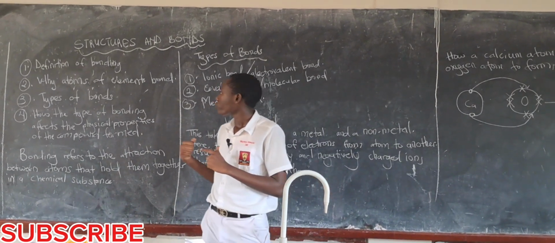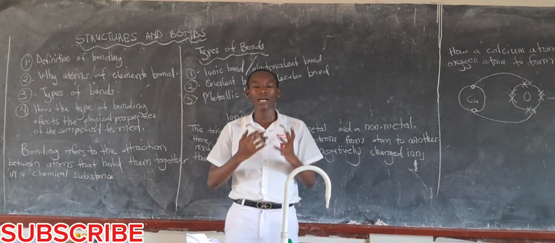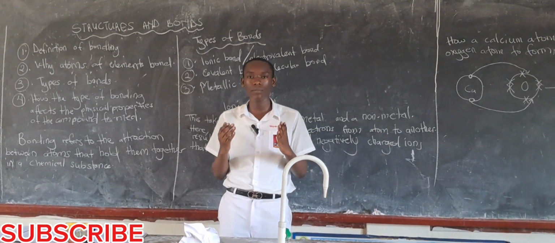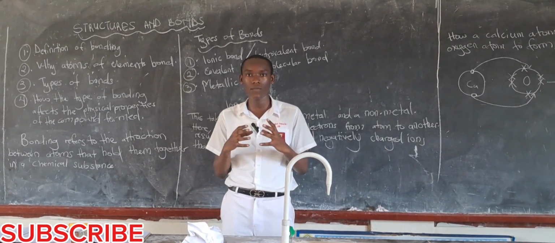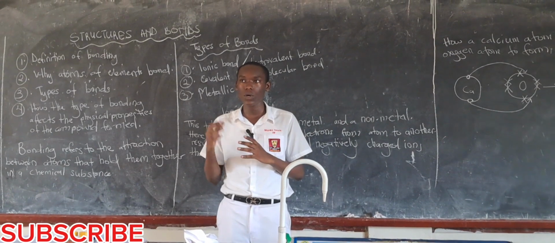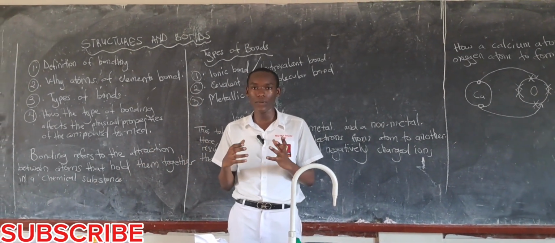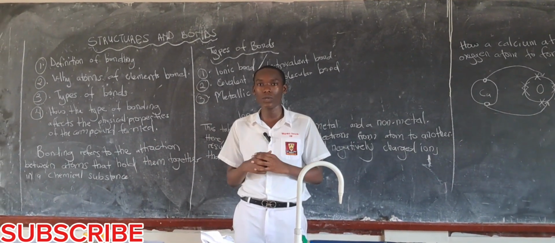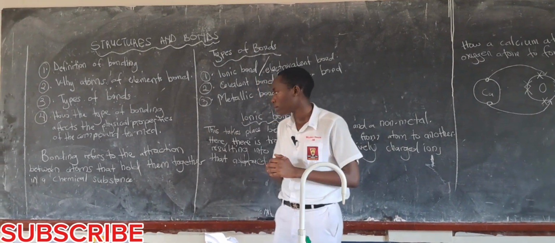Atoms of the same element can combine so that they form what we call diatomic molecules, or atoms of different elements can also combine so that we have what we call a molecule.